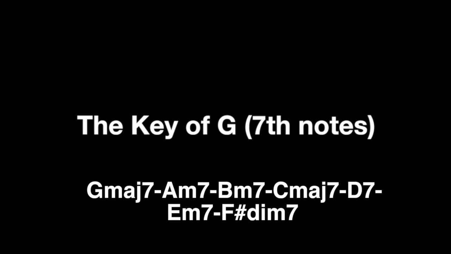And what we end up with is a G major 7, an A minor 7, a B minor 7, a C major 7. We still retain the D dominant 7th, the D7, to E minor 7, to F sharp minor 7 flat 5, up to an octave on the G major 7. Isn't that exciting?